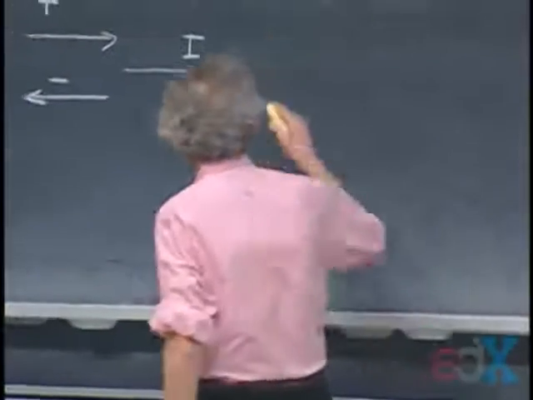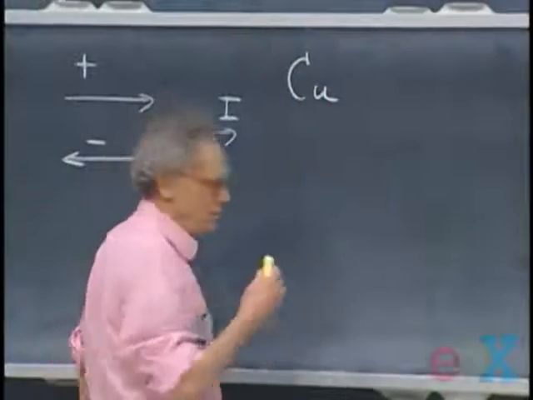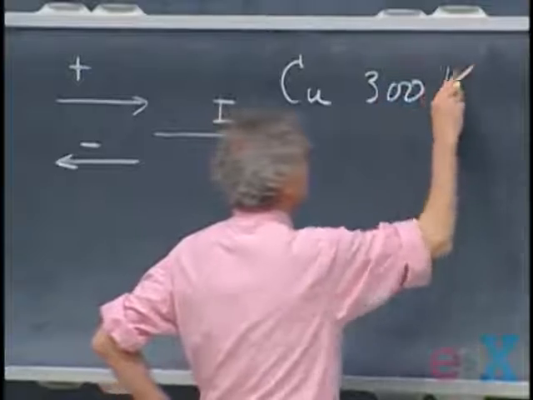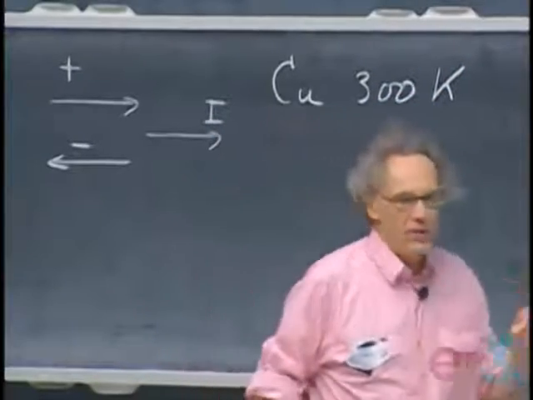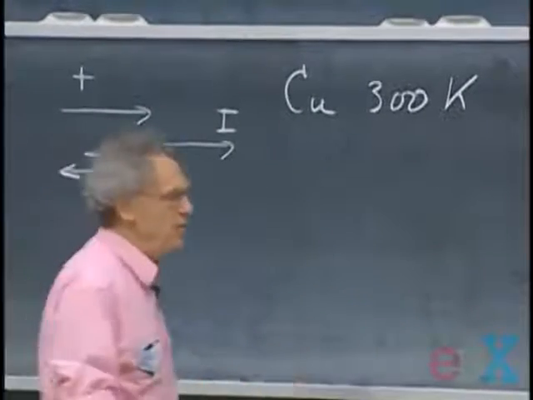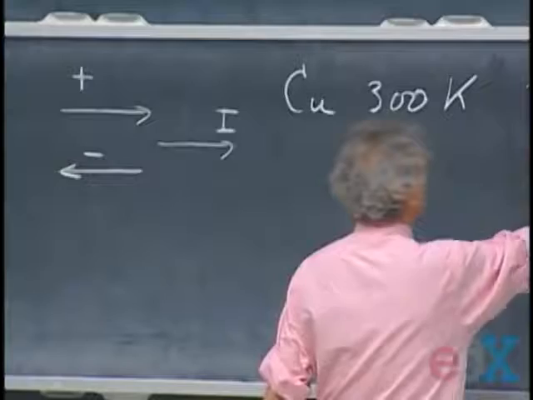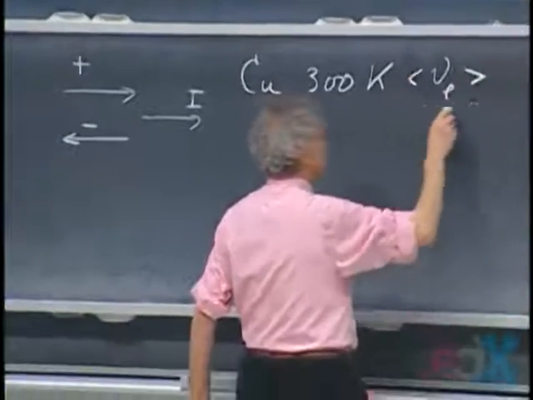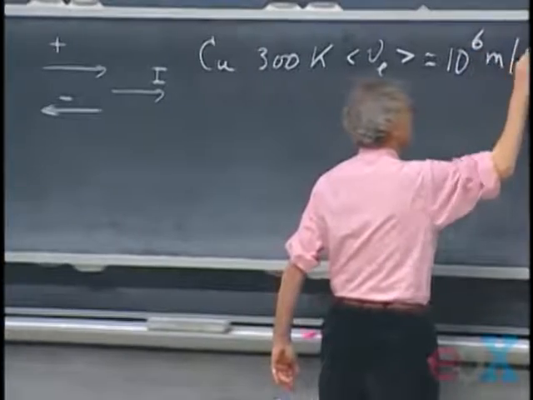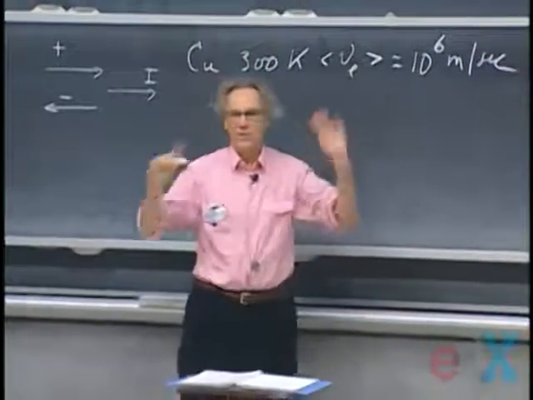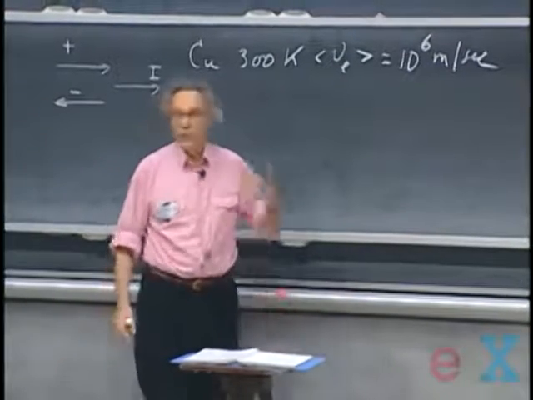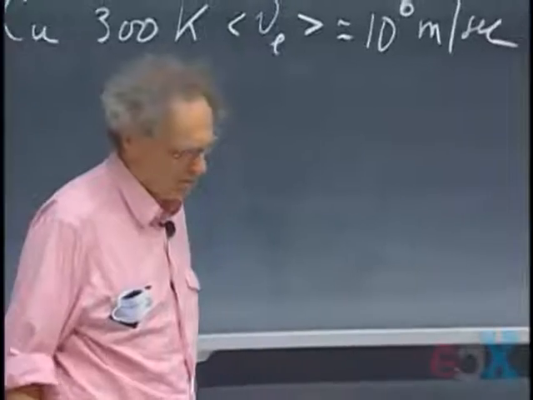If I start off with a conductor, for instance copper, at room temperature, 300 degrees Kelvin, the free electrons in copper have an average speed of about 1,000,000 meters per second. So this is the average speed of those free electrons, about 1,000,000 meters per second. This in all directions. It's a chaotic motion. It's a thermal motion. It's due to the temperature.